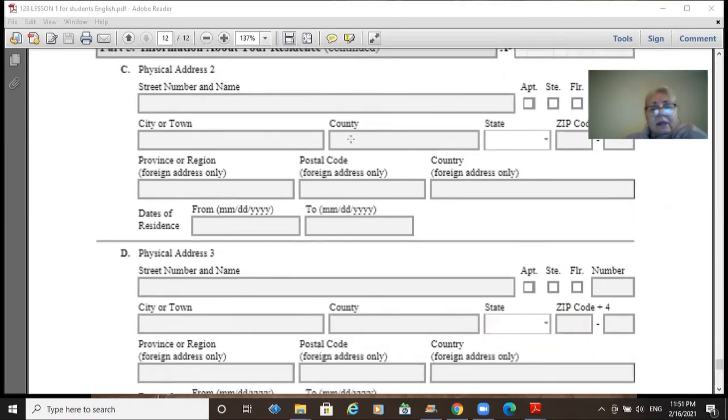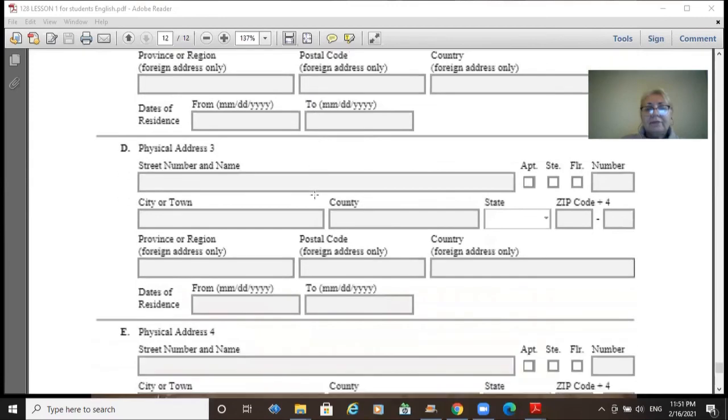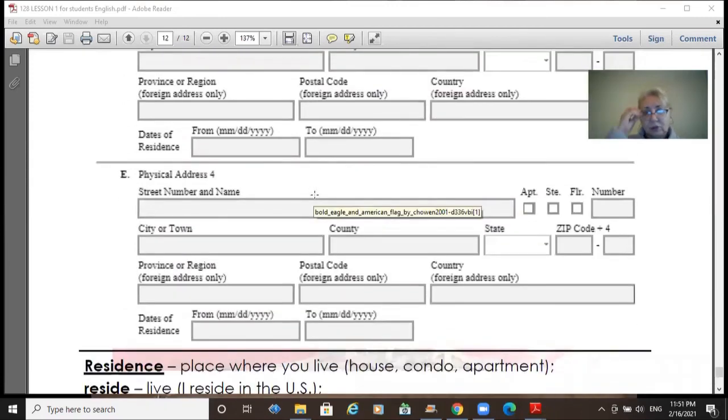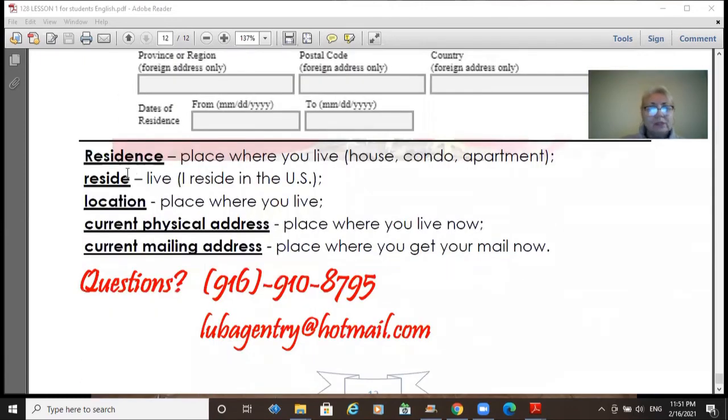So once again, any information that you provided on your form, you will need to memorize. You will need to keep it in your head. Now, if there is not enough space for you in N400 to provide information about all of your addresses during the last 5 or 3 years, you will need to use additional piece of paper. Okay. Now, again, the words that I want you to know, I placed below the picture of the part of the form that we just looked at.